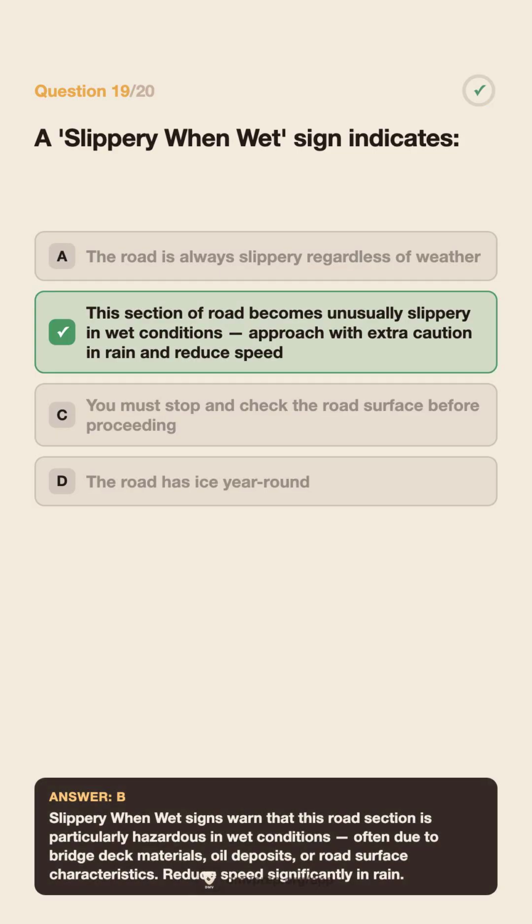The correct answer is B. Slippery when wet signs warn that this road section is particularly hazardous in wet conditions, often due to bridge deck materials, oil deposits, or road surface characteristics. Reduce speed significantly in rain.